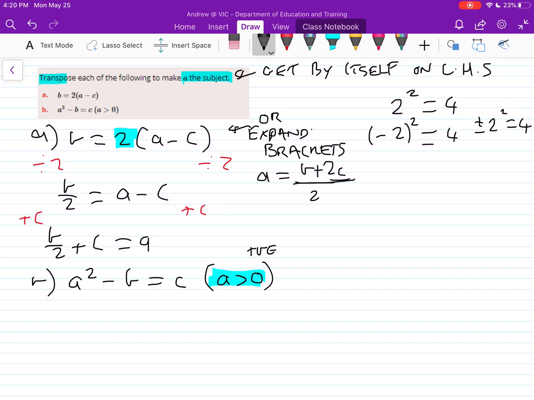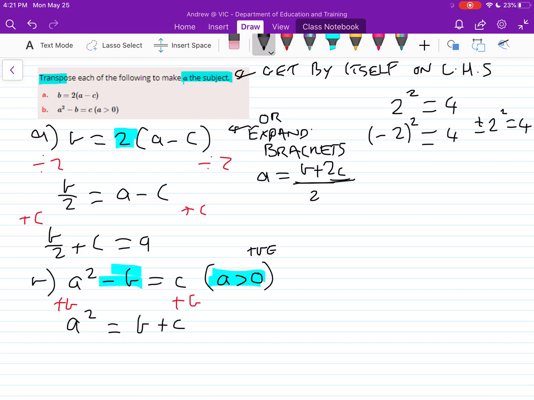Okay, so we're getting a by itself. What's the easiest thing to get rid of? This b is all by its lonesome away from it, so we can get rid of that first, and we get that by plussing b. So with this, all we do is a squared is equal to b plus c, or c plus b. Doesn't really matter.